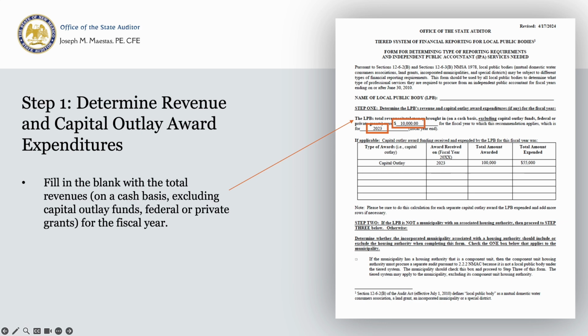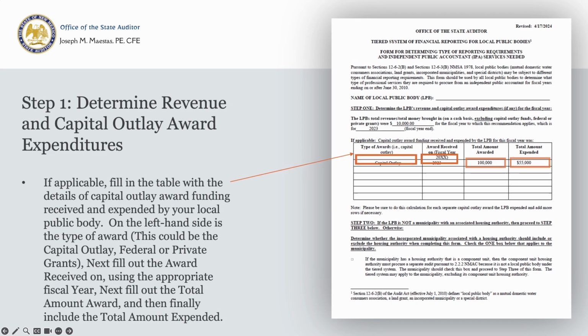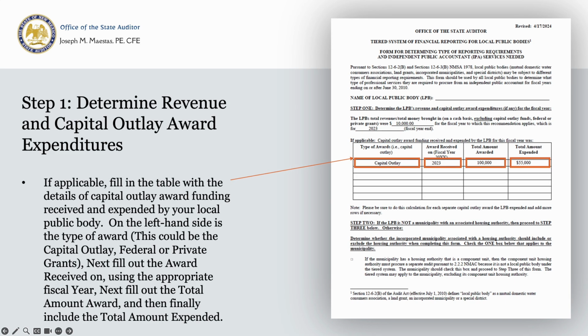year of 2023. If applicable, fill in the table with the details of capital outlay award funding received and expended by your local public body. On the left-hand side is the type of award. This could be the capital outlay, federal, or private grants. Next, fill out the award received on, using the appropriate fiscal year. Next, fill out the total amount award, and then finally include the total amount expended. In this example, the award was a capital outlay in fiscal year 2023, and the amount awarded was $100,000, and the amount expended was $55,000.